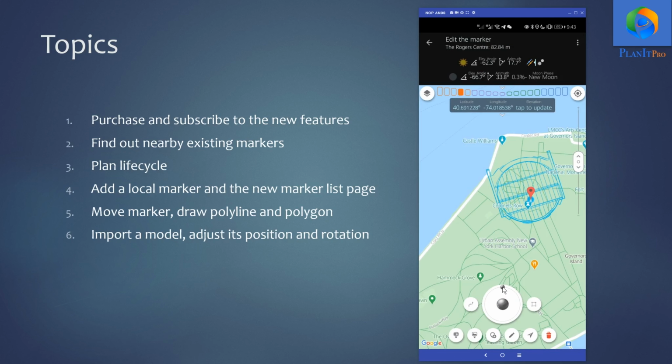You can also rotate the marker, because sometimes the model is not aligned with the map correctly, so you can rotate it so that it's aligned. So these two features, to fine-tune where the marker location is and also to fine-tune the rotation, are very, very useful when you import a model.